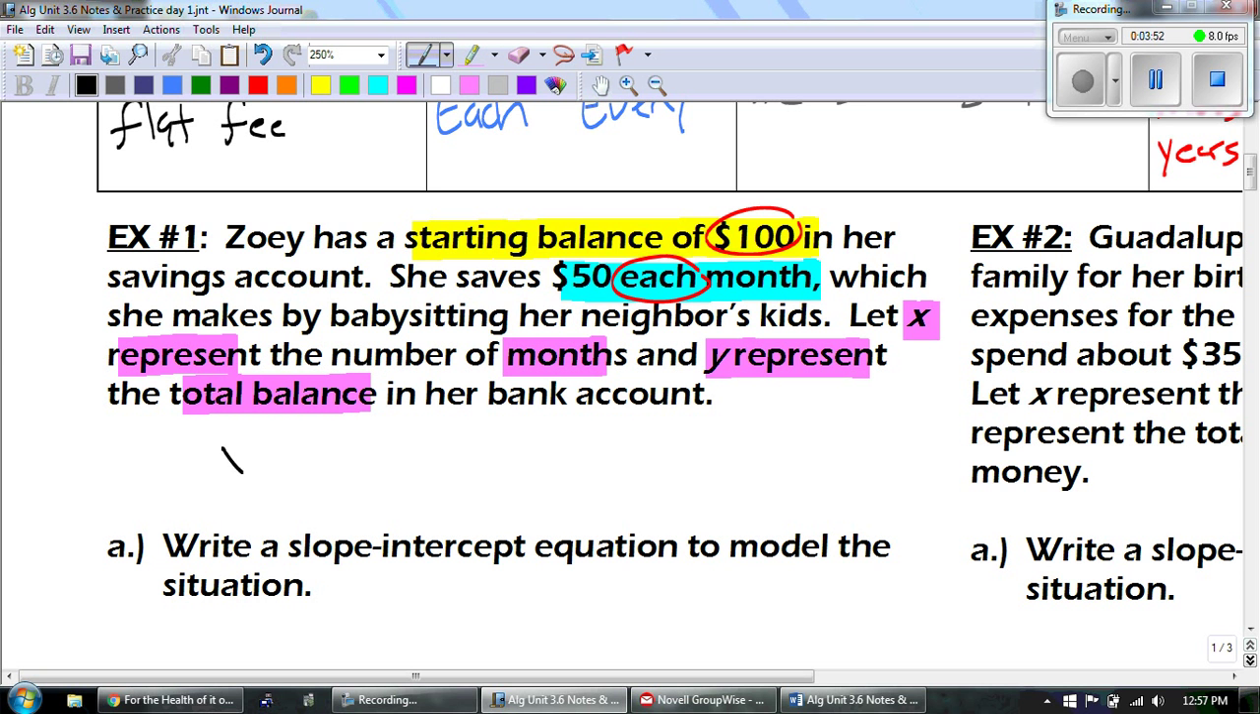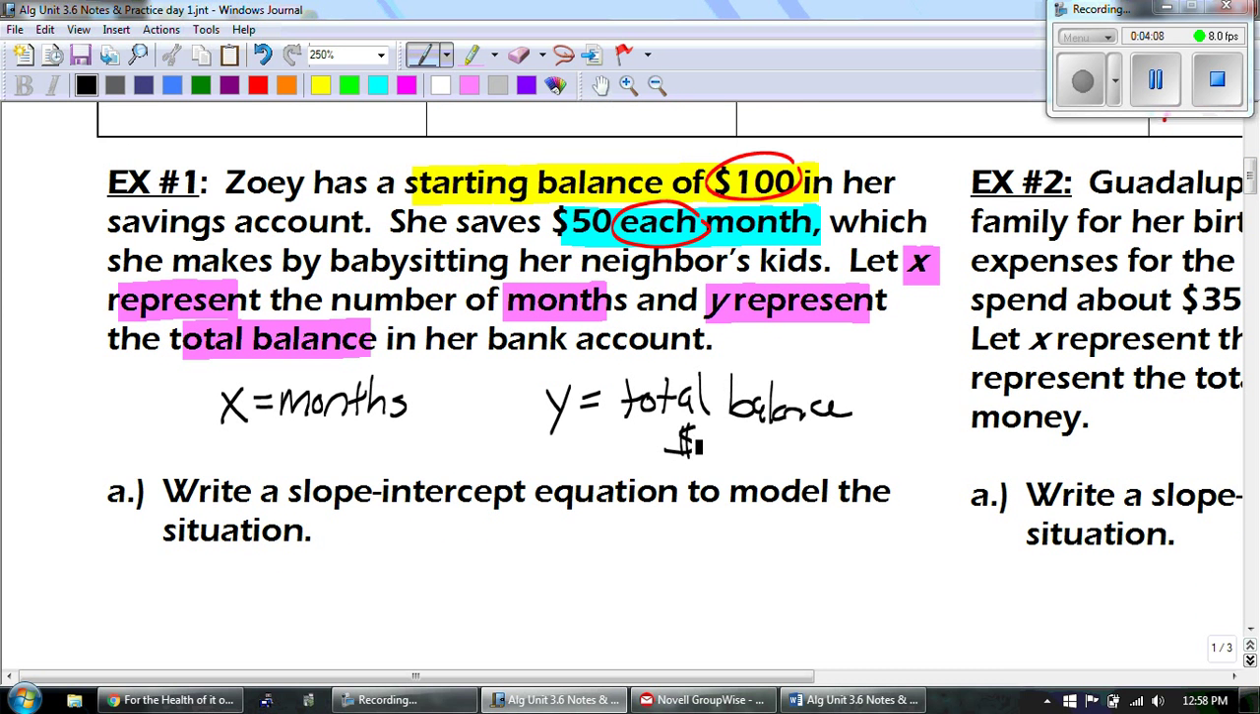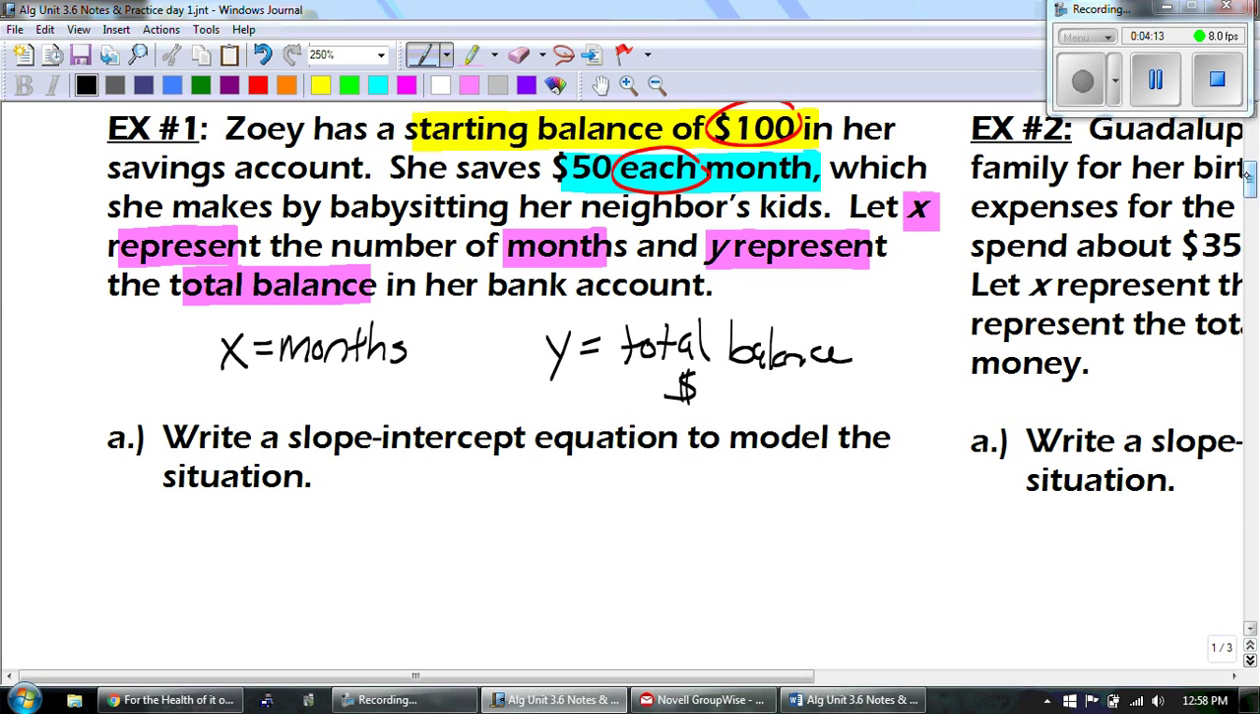I kind of like to rewrite that down. So x equals the months and y equals the total balance, and total balance, we're talking about money in her bank account. Write a slope-intercept equation to model the situation. Well, they told us two numbers, 100 and 50. When they tell us two numbers, that means they told me the slope and they told me the y-intercept.